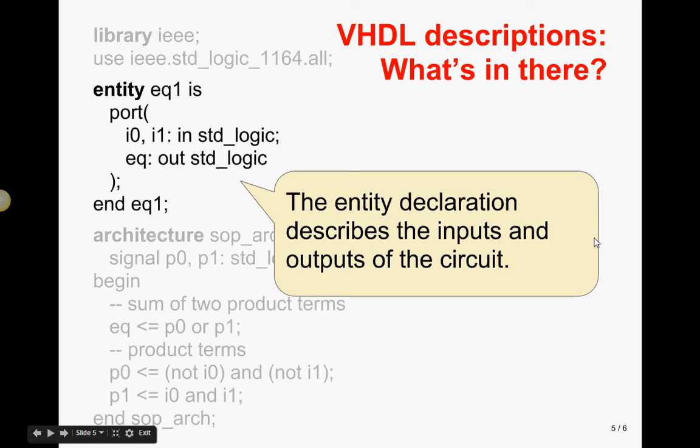The second section addresses the entity, that is to say, it presents the interface of our circuit, or the input and output pins that will be available. So the entity declaration informs what are the inputs and the outputs in our design.